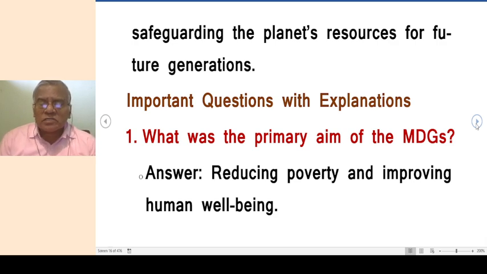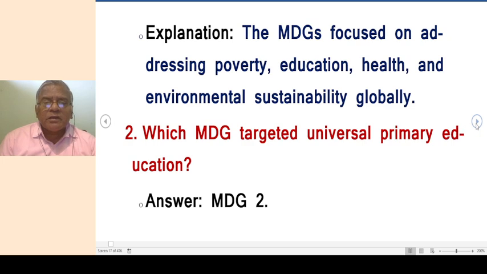Some important questions we can discuss. What was the primary aim of Millennium Development Goals? That is to reduce poverty and improving human well-being. Reducing poverty up to 50% even. The MDGs focused on addressing poverty, education, health and environmental sustainability globally.